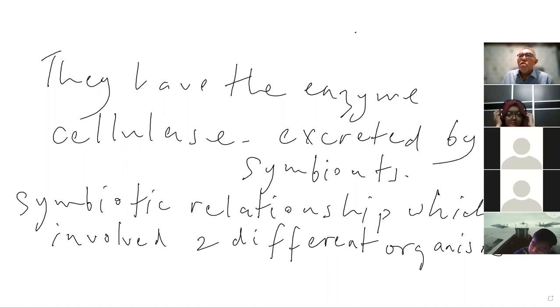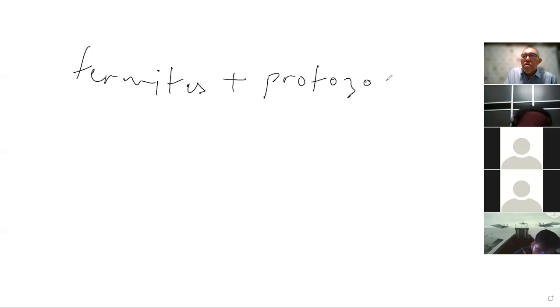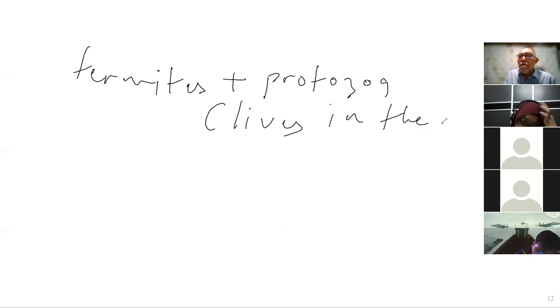Two organisms that live together, and both of them benefit by such association. So in this case, we have the termites and the protozoa that live in the gut, dalam intestine dia. They live in the gut, and produce cellulase so that termites can digest wood.